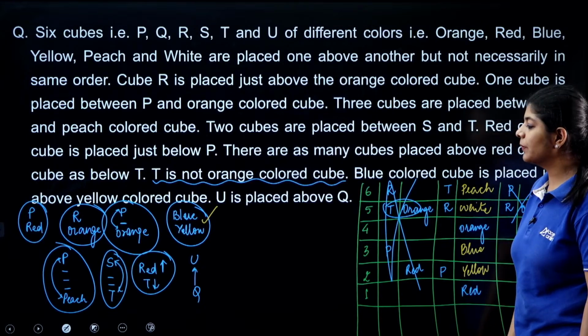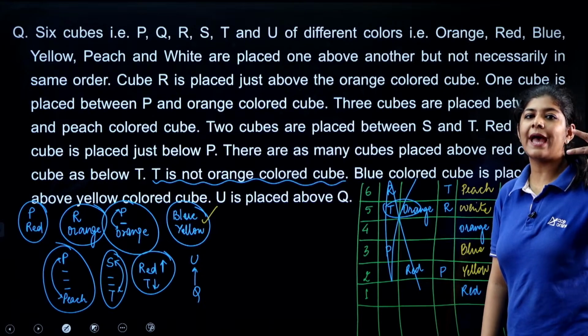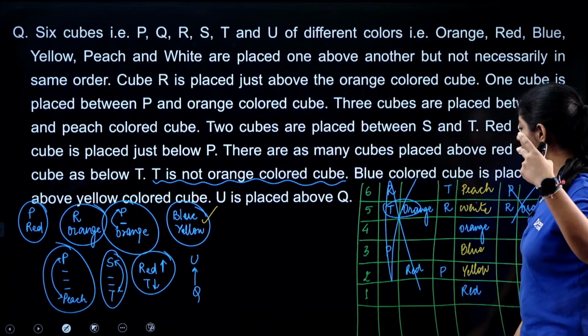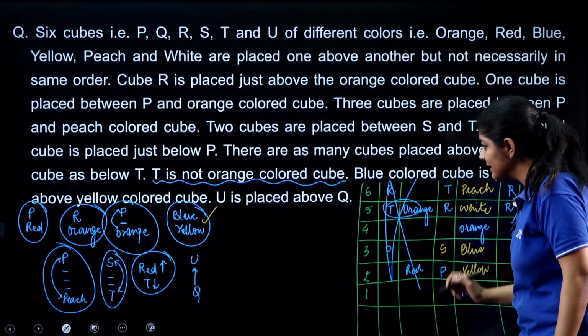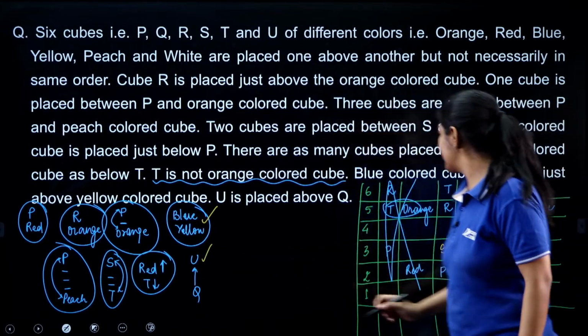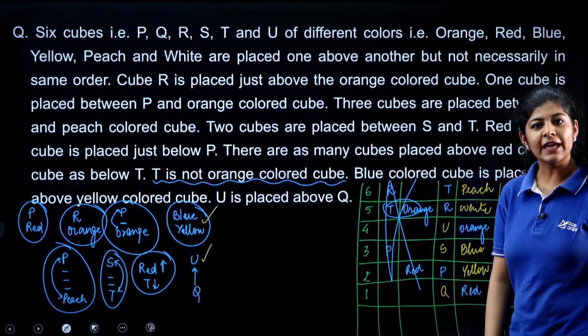Now we need to put the rest. The question is saying that there are 2 cubes kept in between S and T. So 1, 2, here we are having S and in the last we need to satisfy this condition. So this is U and this is Q. So we are done with our arrangement.